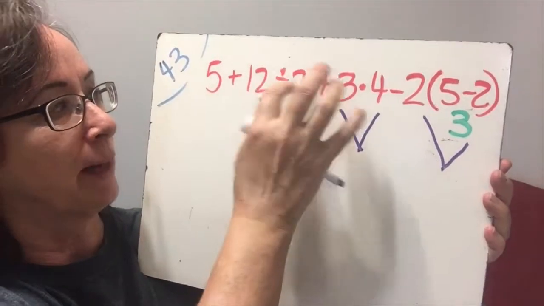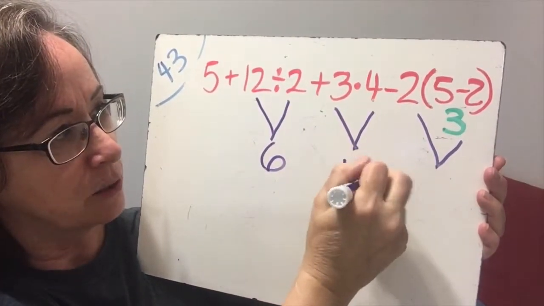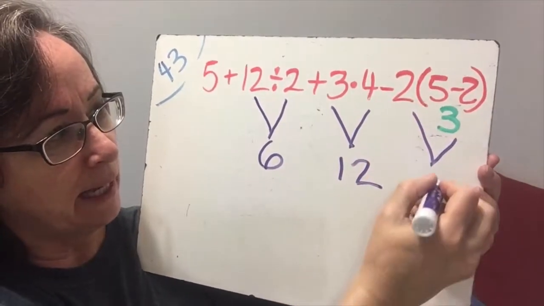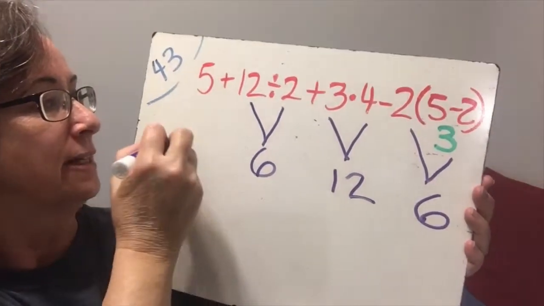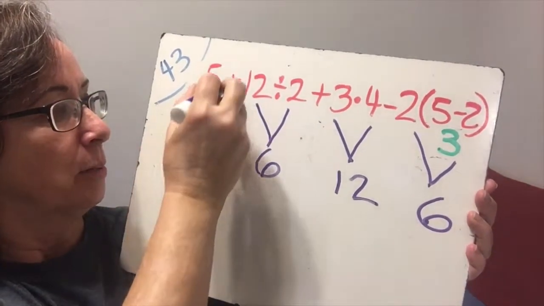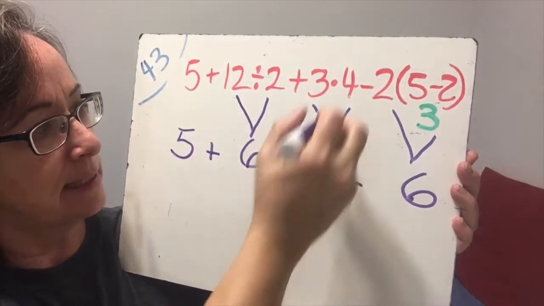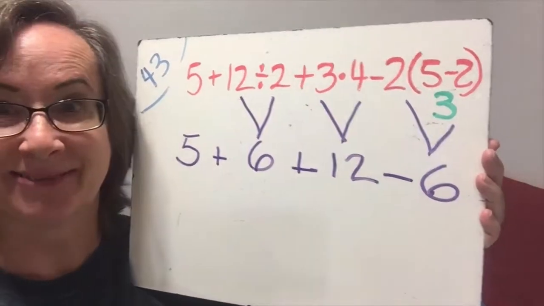So 12 divided by 2 is 6. 3 times 4 is 12. And 2 times 3 is 6. And now we have to go through and put our signs. So we have a 5 plus 6 plus 12 minus 6.